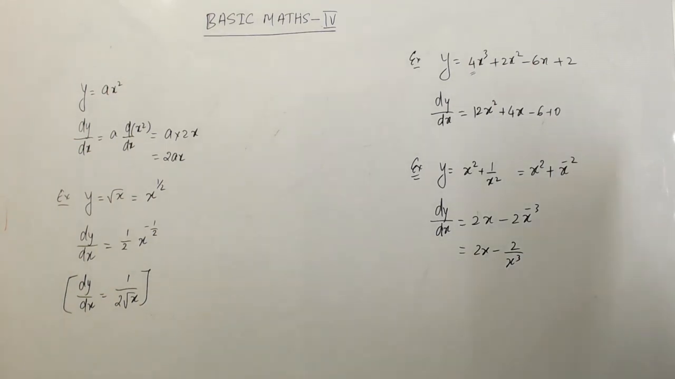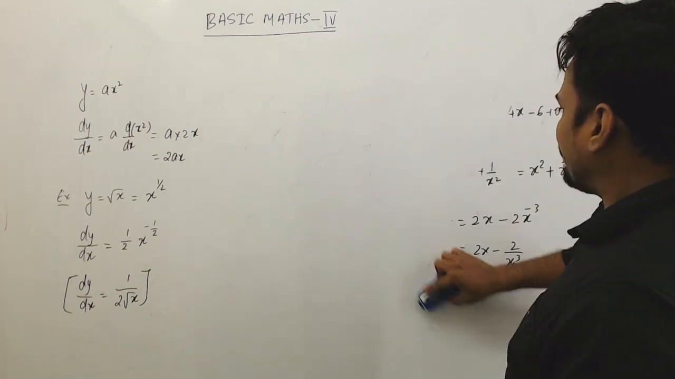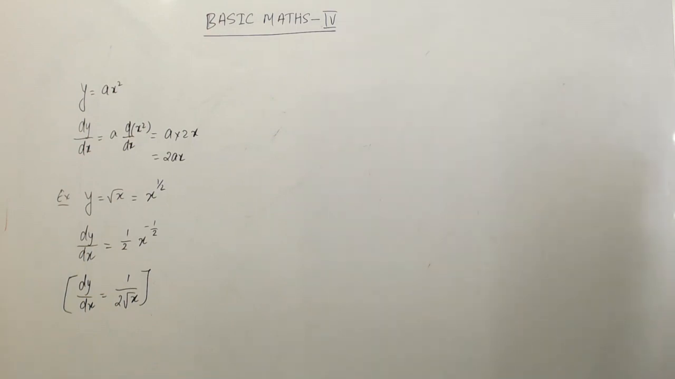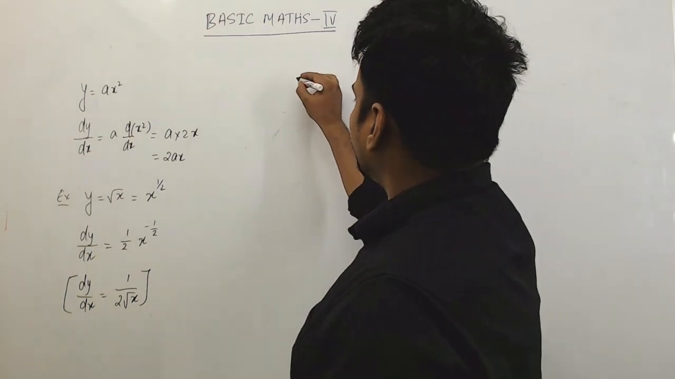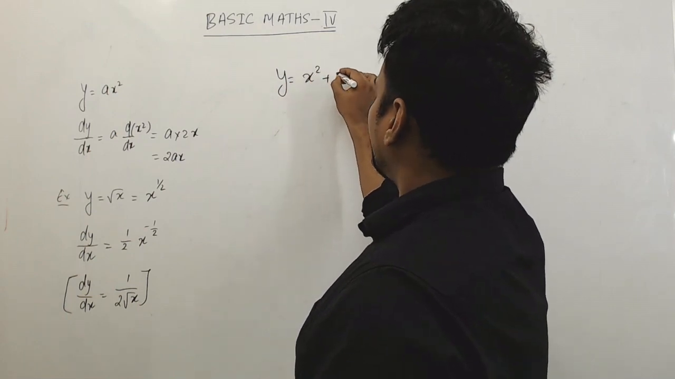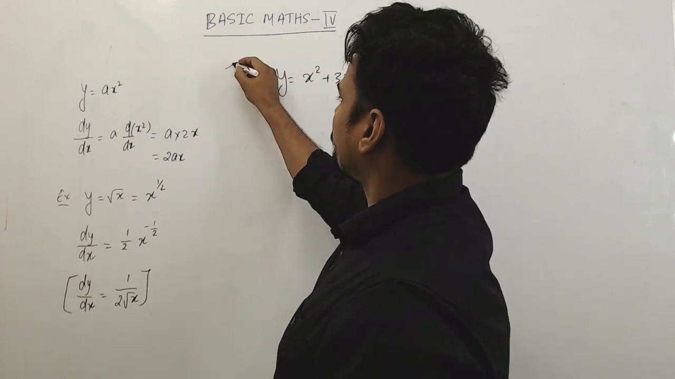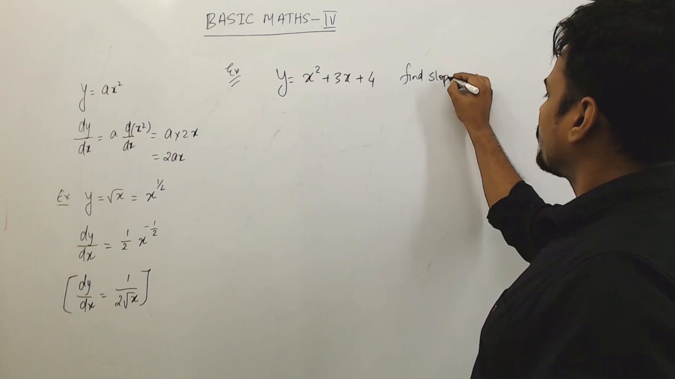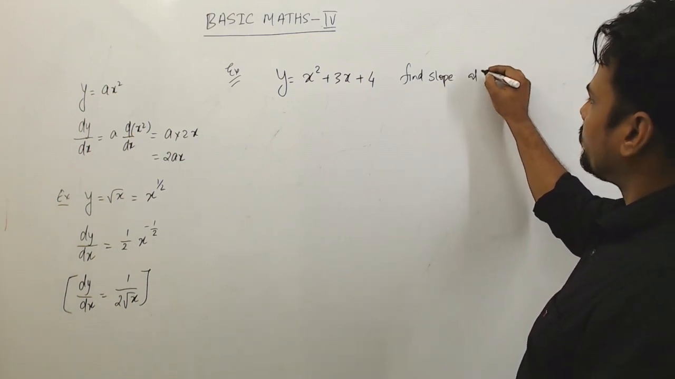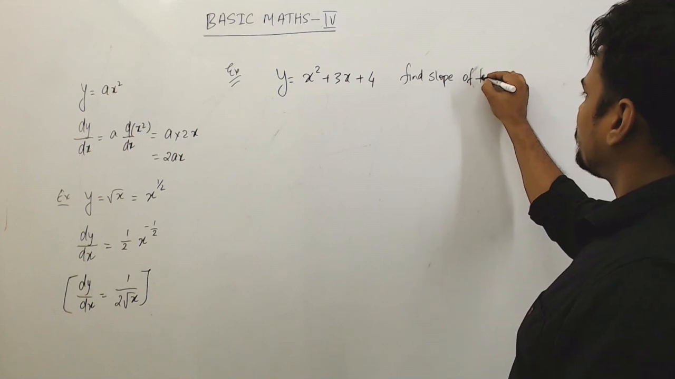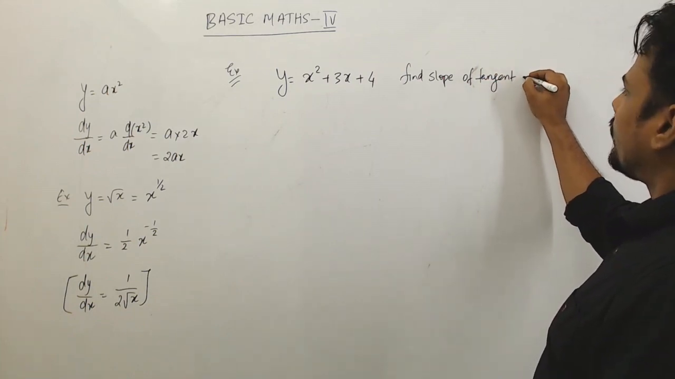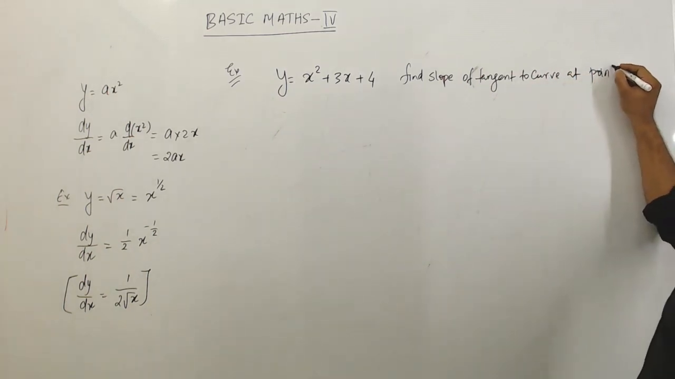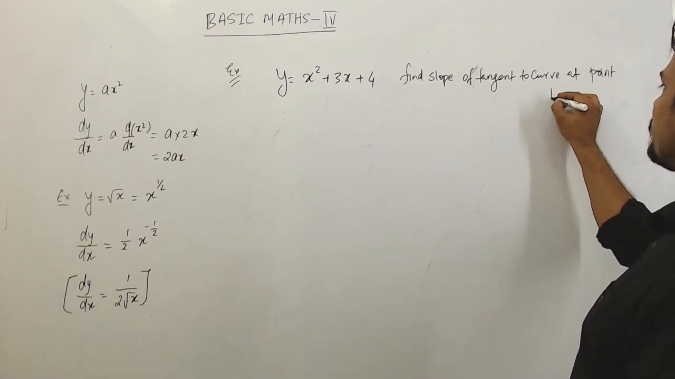Also, they can ask you to find the tangent. They would give you the equation of a function, and they would ask you to find the tangent. So let's say, for example, I give you y is equal to x squared plus 3x plus 4, and I ask you to find the slope of the tangent to the curve at the point, let's say, (1, -2). You can choose that way.